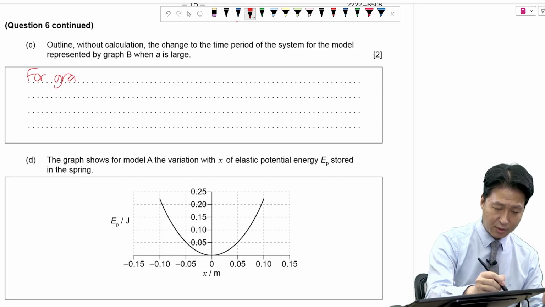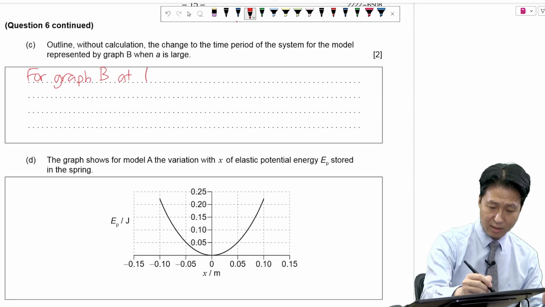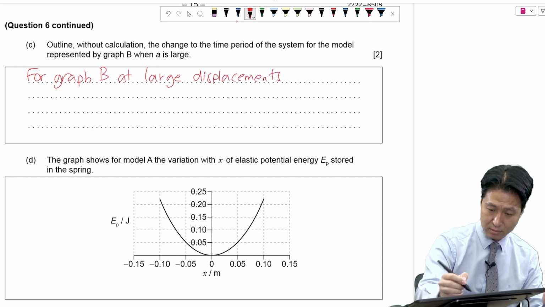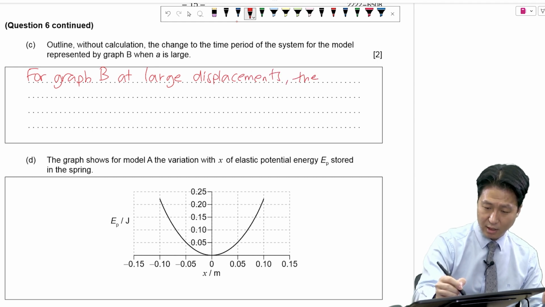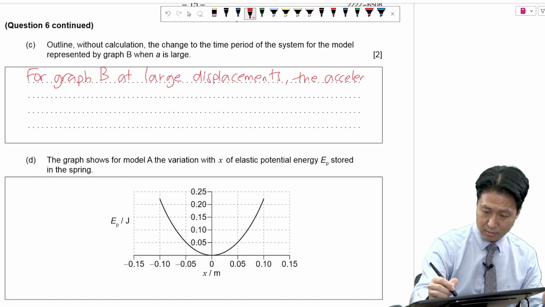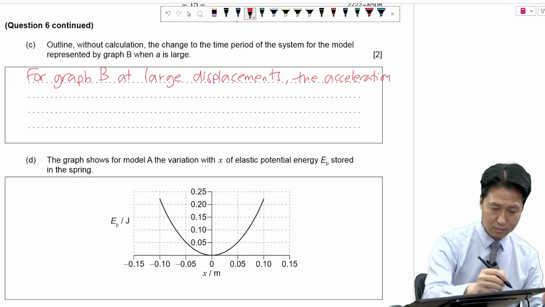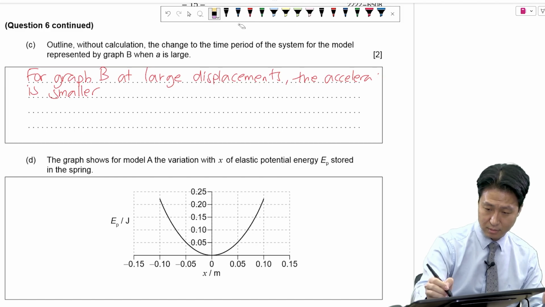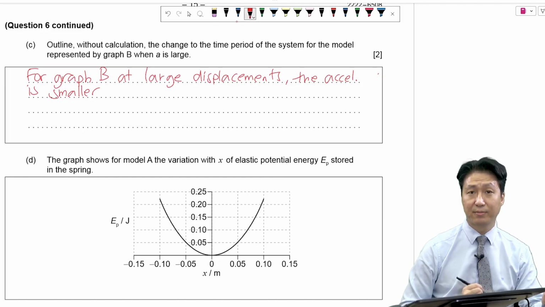For graph B at large displacements, let's say, the acceleration is smaller. Let's just write like that.